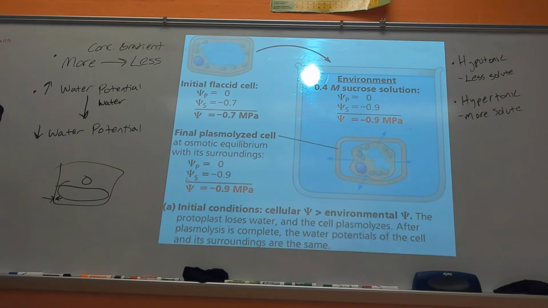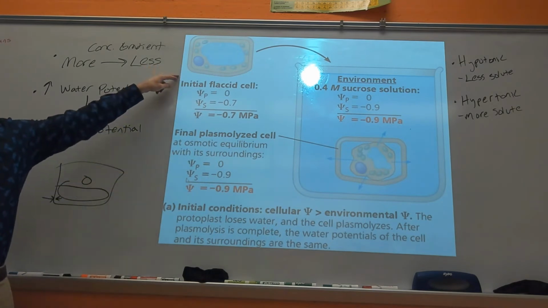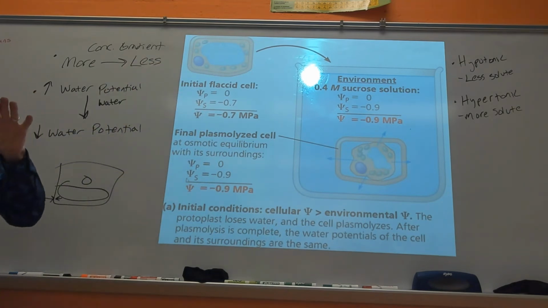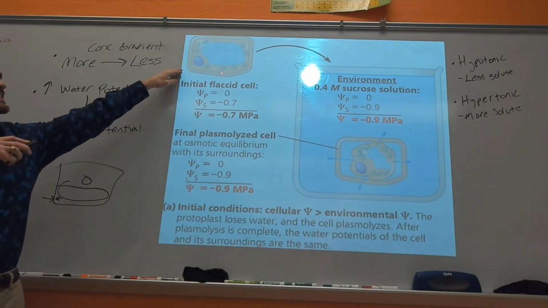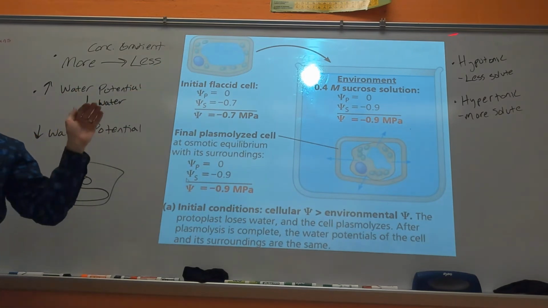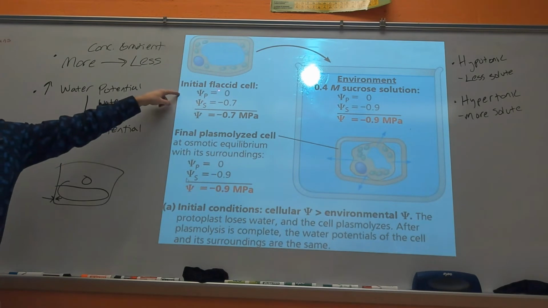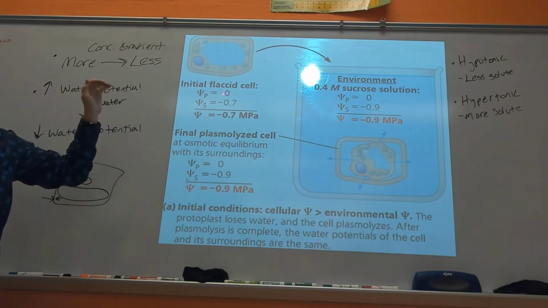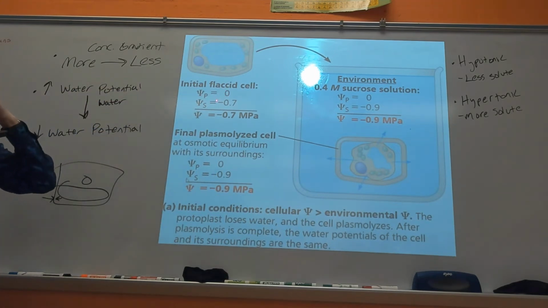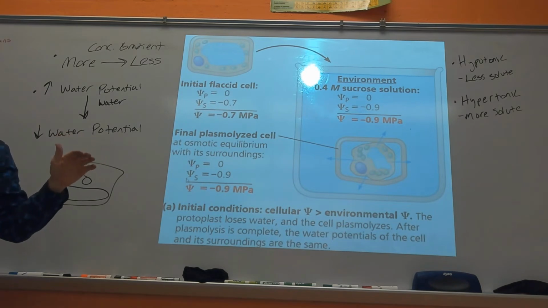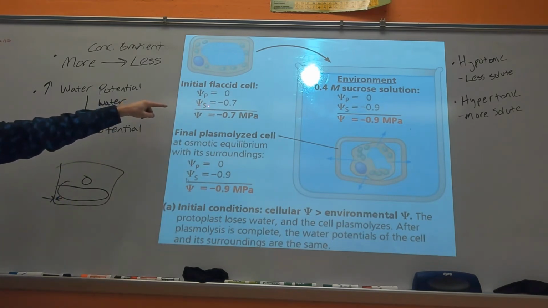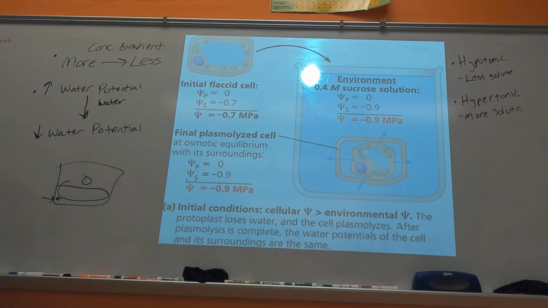So we have our initial flaccid cell. Remember, flaccid means the cell isn't full of water. So this would be a cell that was in an isotonic solution. It doesn't have the maximum amount of water inside that central vacuole here. So here, they would give you the pressure. They're telling us here that the pressure this cell is feeling is 0, okay? And the solute potential is negative 0.7.